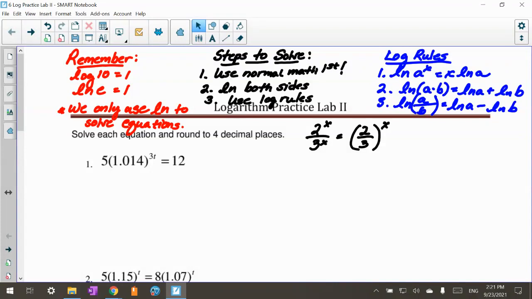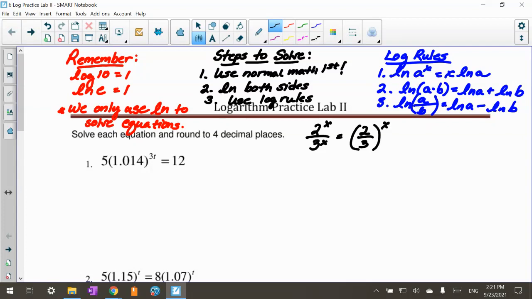Here are our steps to solve. We're going to use normal math first. We're going to natural log both sides, and then we're going to use our log rules. And remember, there's 3. The log rules are: the natural log of a to the x equals x times the natural log of a. The natural log of a times b is the natural log of a plus the natural log of b. And the natural log of a divided by b is the natural log of a minus the natural log of b. So you can stop the video and copy that down. It's just a quick refresher.